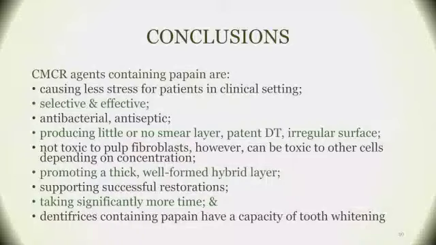They are not toxic to pulp fibroblasts, however, they can be toxic to other cells depending on the concentration of the gel. They are promoting a thick, well-formed hybrid layer. They are supporting successful restorations. Unfortunately, they are taking significantly more time. However, examining dentifrices containing papain, we can conclude that they have a capacity of tooth whitening.